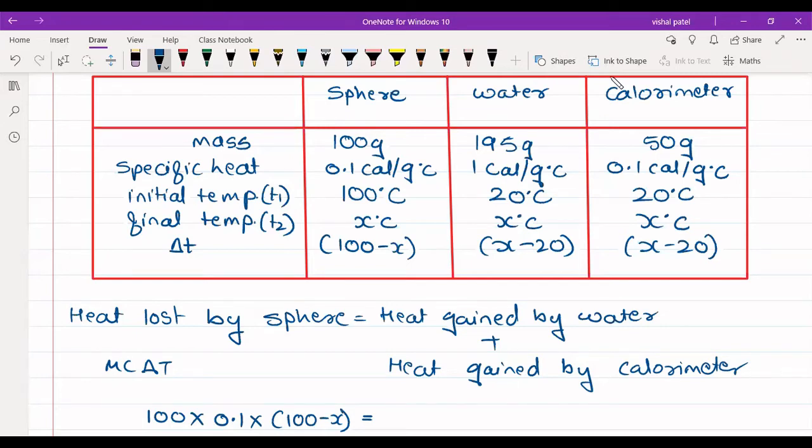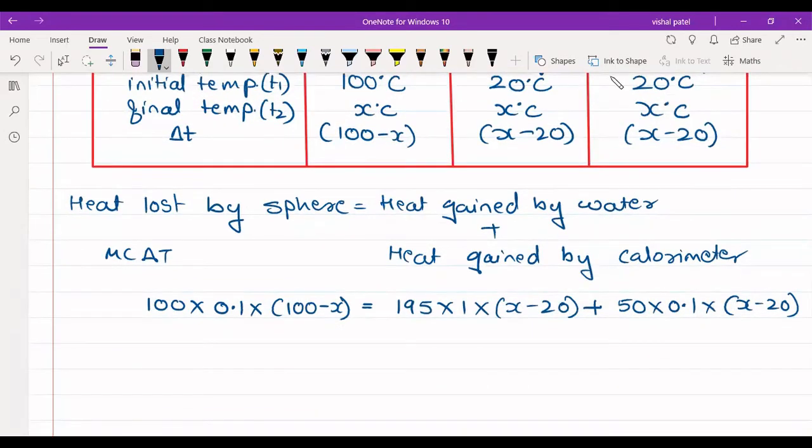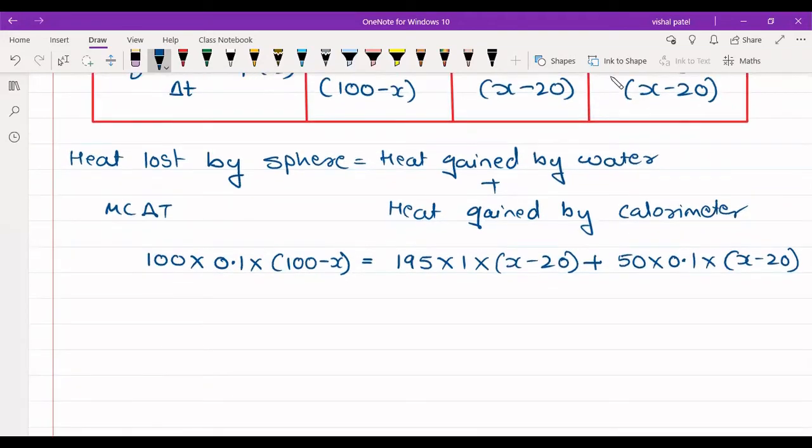Next, heat gained by water. The mass of water is 195, into specific heat 1, change in temperature is x minus 20, plus calorimeter, mass 50, specific heat 0.1 and change in temperature x minus 20. Is this understood all of you students? You will understand this easily only when you make a table. In any other book, maybe a digest or whatever, they have not given the table, and without the table it will not be understood.